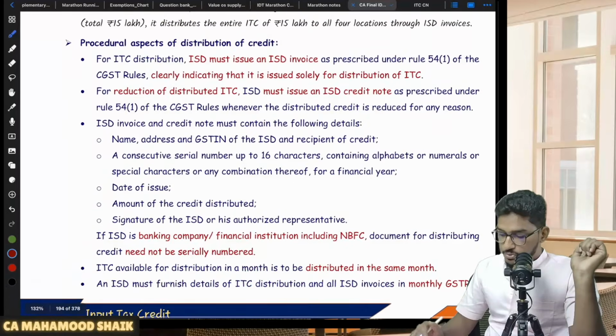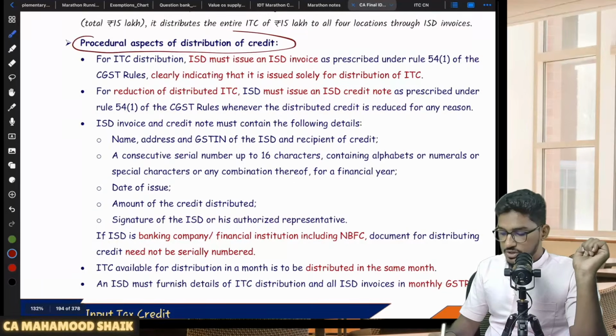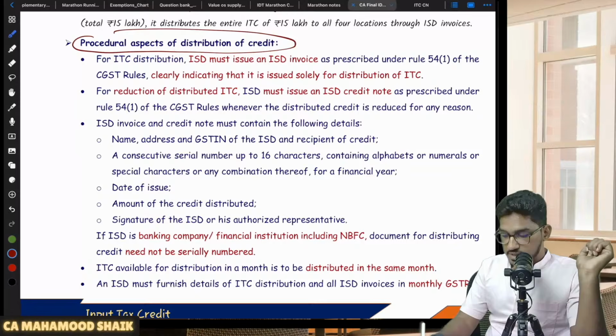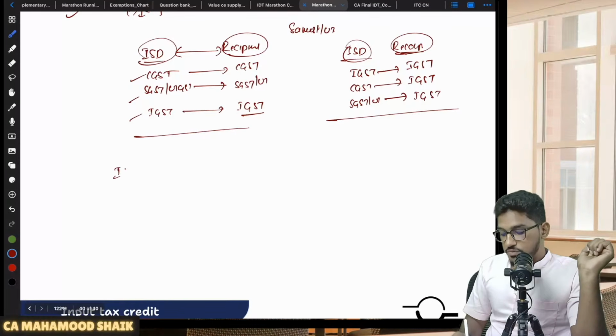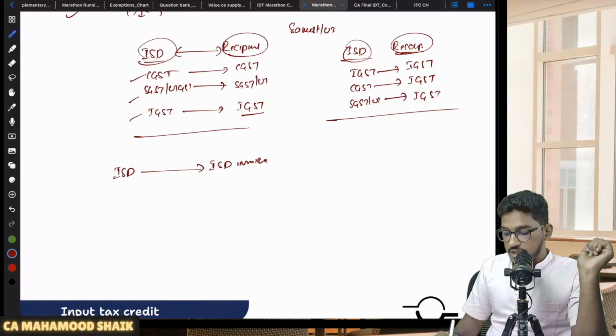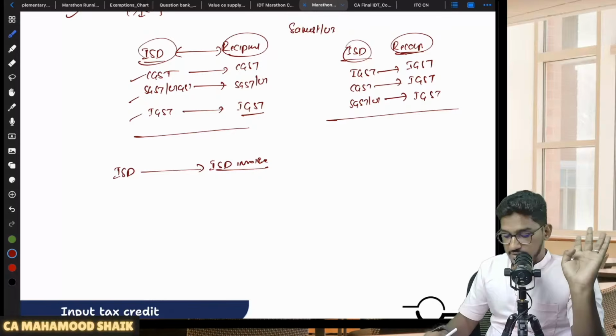So then we have procedural aspects. So there will be procedural formalities like ISD has to give an ISD invoice. So I will summarize all this in one go. So the procedural formalities are: ISD has to give an ISD invoice. For distribution, they have to give an ISD invoice. On the basis of that ISD invoice, the recipient can take the input tax credit.